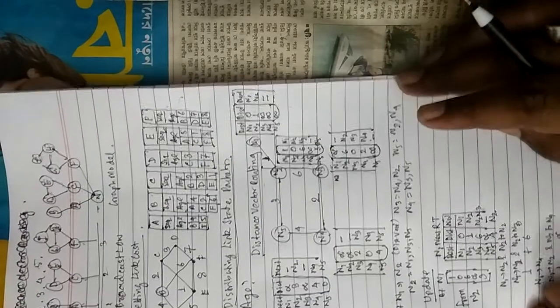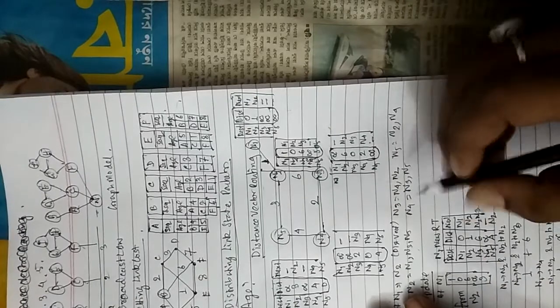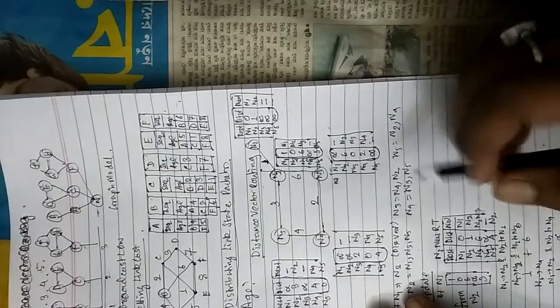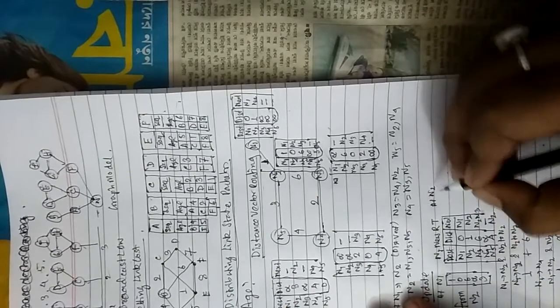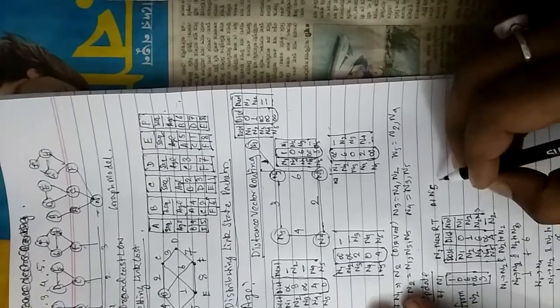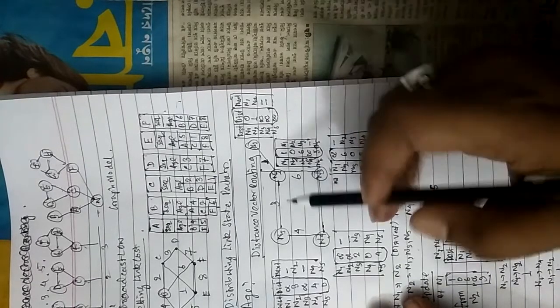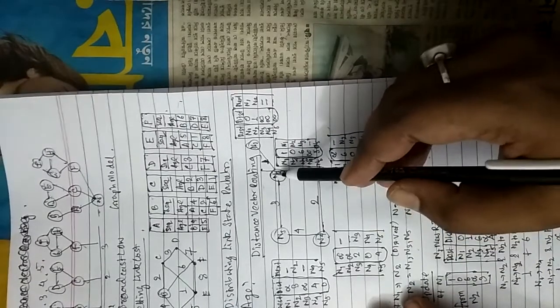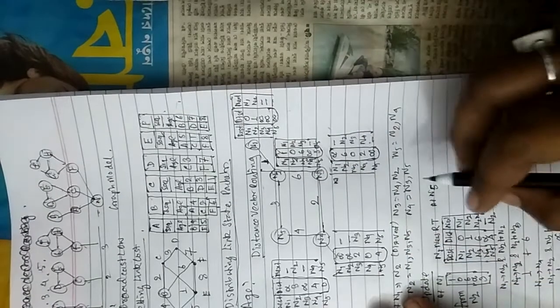Now let us do another calculation. Let us find it for any one, suppose n5. So at n5, what information is coming? From n2 this part is coming, from n4 this part is coming.